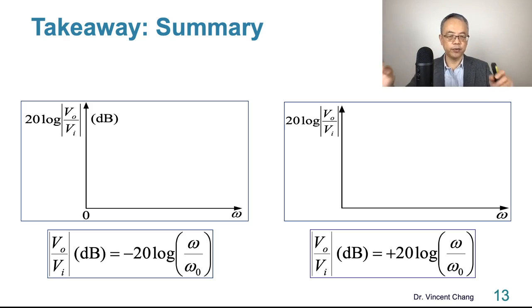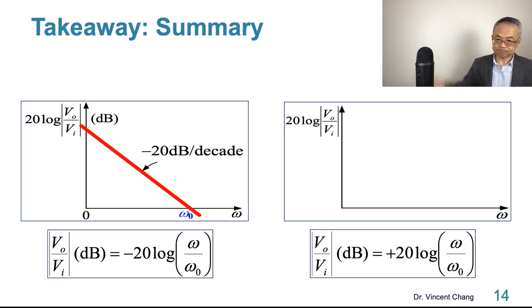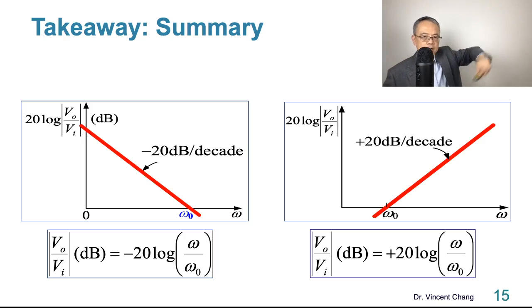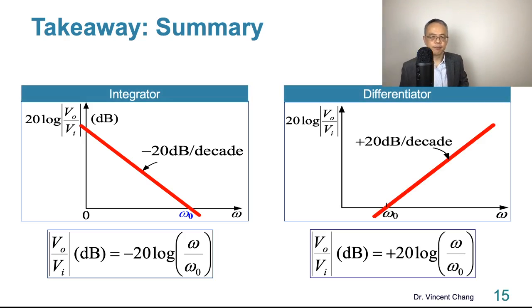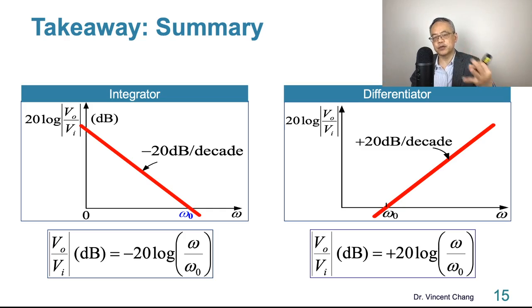So now here's the takeaway. Which one is which? Which one is the integrator, and which one is the differentiator? Well, let's start with the left-hand side. You see the negative 20, right? So this must be the integrator. Negative 20, and positive 20 log is positive 20 log. So the left-hand side is the integrator and the right-hand side is the differentiator. What information do you receive from this kind of frequency response?